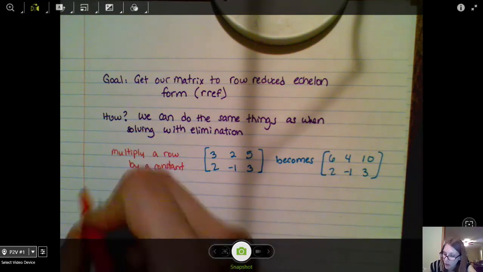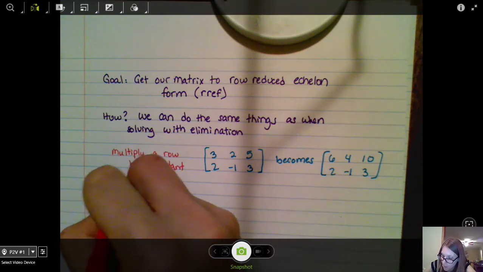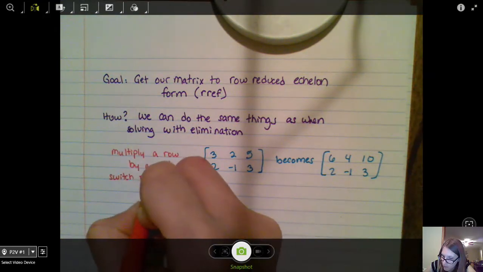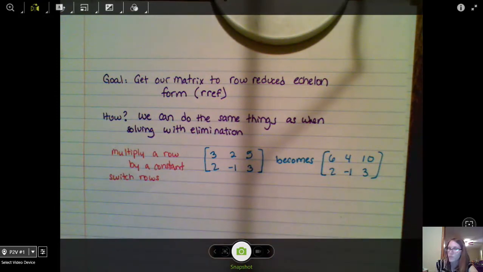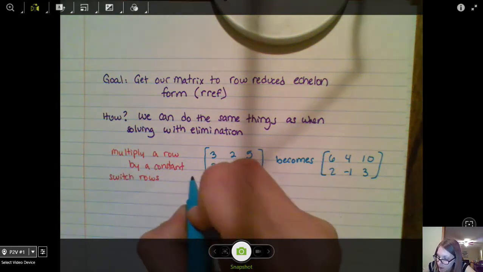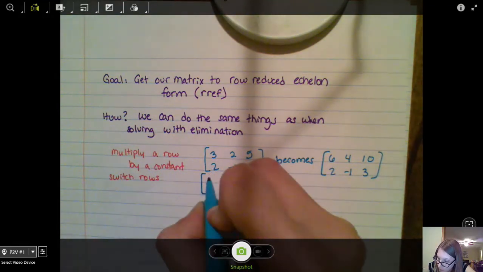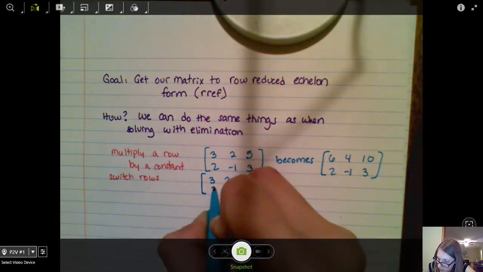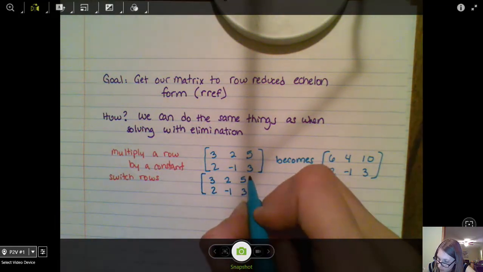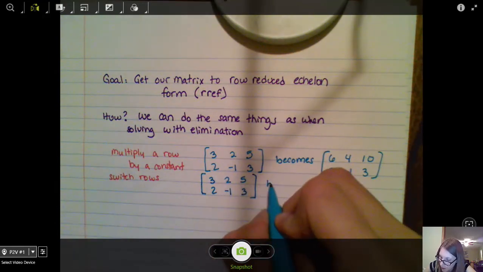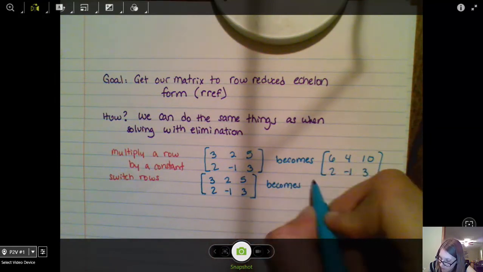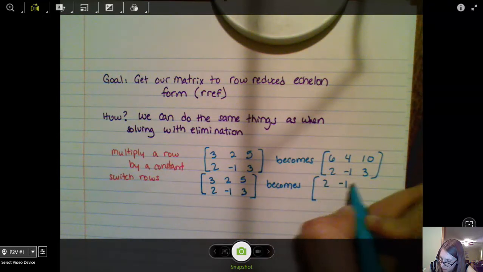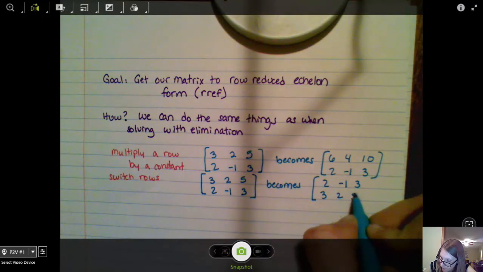Another thing we can do is switch rows around. Think about when we had our equations with x and y. It doesn't matter which equation we had on top. We can interchange those equations. Same thing with matrices. So this matrix could become 2, negative 1, 3, 3, 2, 5.